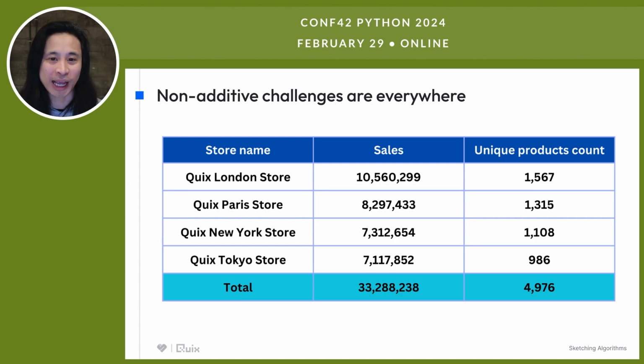Aside from being absolutely everywhere, let's take this example where Quix has gone into the retail industry. We've opened up 4 stores in some of the busiest cities in the world. They happen to be the fashion centers of the world. We have the annual sales figures from each store as well as the count of unique products in each store. And with the actual sums of the annual sale figures, since money is additive, you can sum it up to get a global total sum. So you can see we're doing pretty good here.